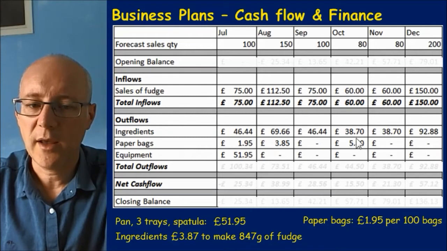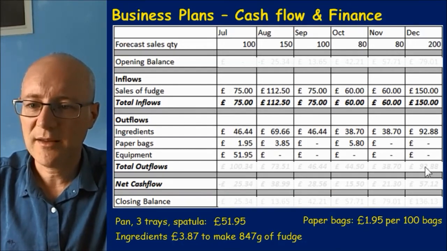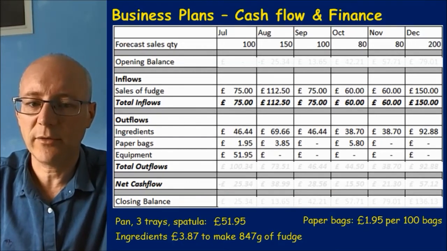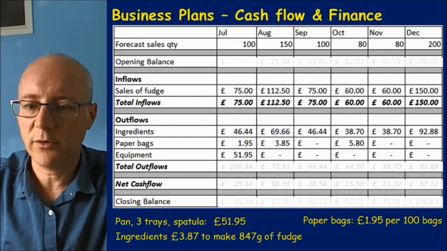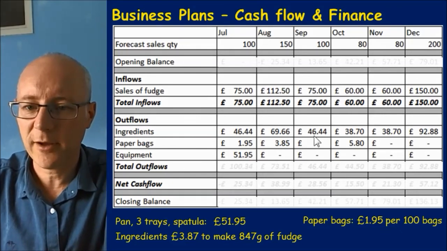And by that point, I've decided I'm going to buy another 4 packs of bags, 400 bags, which will see me through all the way to the end of the year. So I'm spacing it out. And of course, you can space out your payments for things if you want to, or there are things that you might decide to buy all in one go. So those are my different outflows: ingredients, paper bags and equipment.